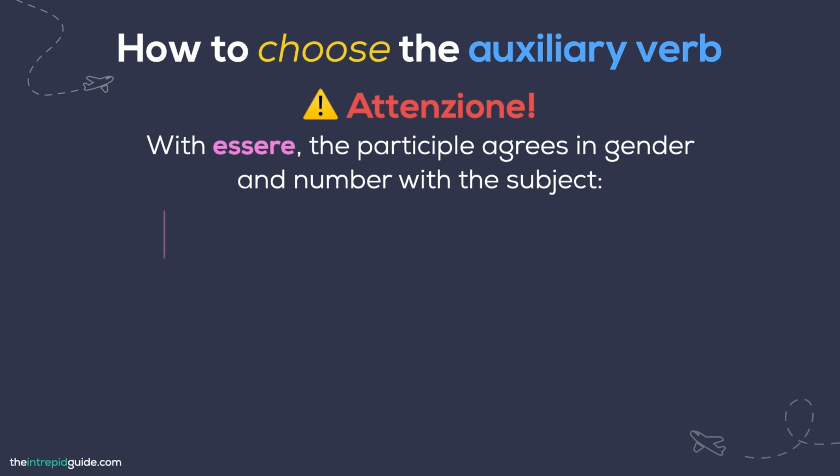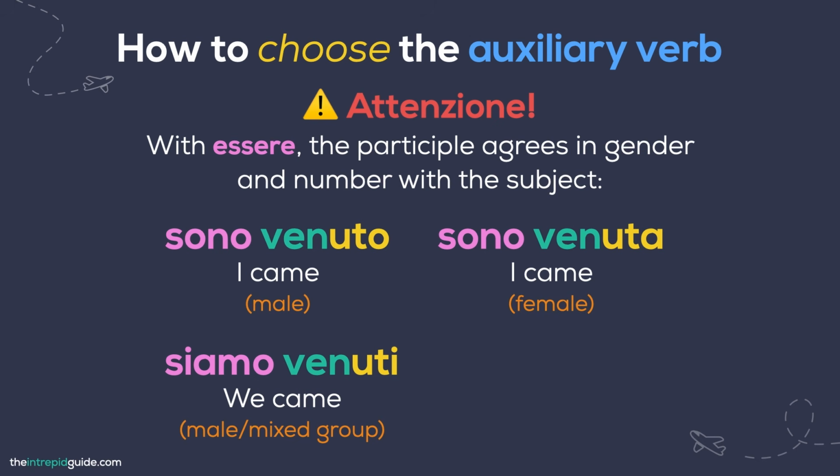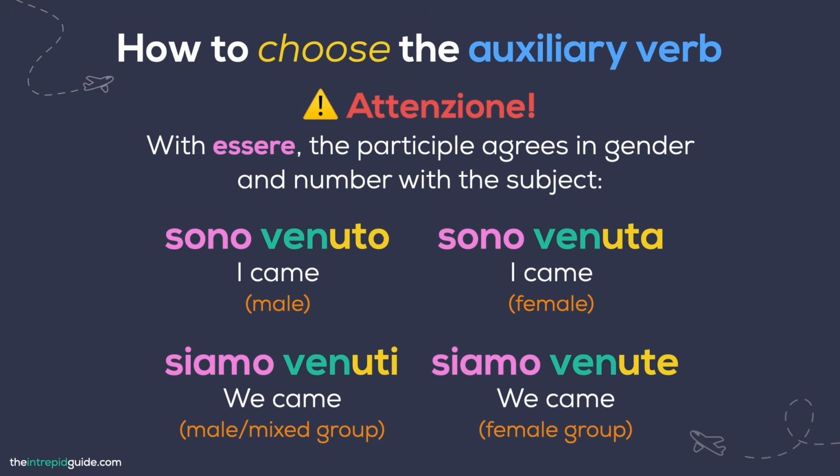Attenzione! With essere, the participle, that second part, agrees in gender and number with the subject. For example, sono venuto is what a male would say to say I came. If a female said this same phrase, it would be sono venuta, I came. And for a group of men or a mixed gender group, we say siamo venuti, we came. And if the group consists of only women, we would say siamo venute. With avere, the past participle never changes.